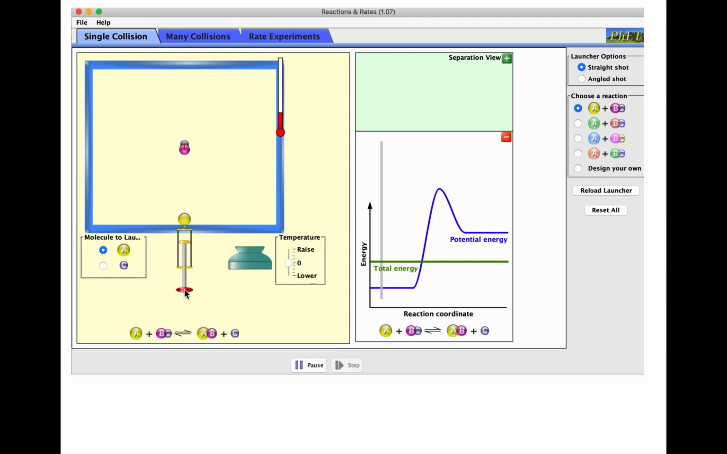In this case, you see where the total energy lies. Let's raise the temperature by heating it up. We're adding heat. I see the thermometer is going up. The total energy is rising. Let's see if we can get a reaction. Nothing yet. Now I see a chemical reaction taking place.